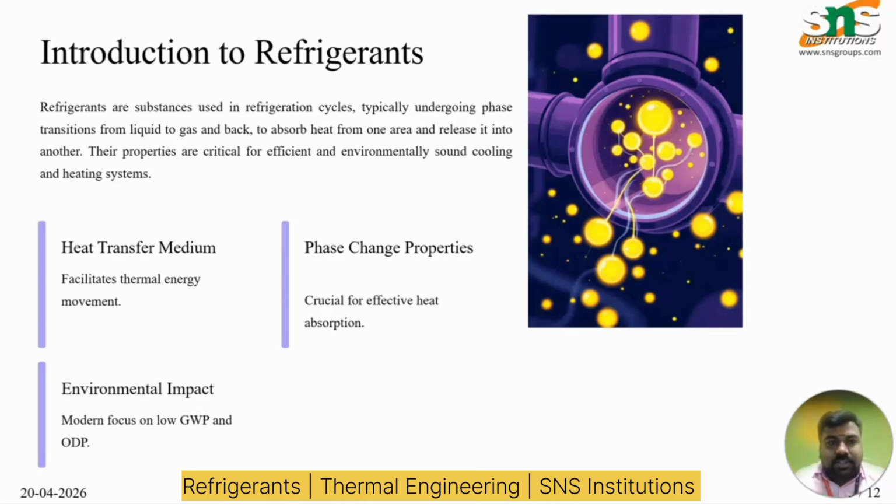So refrigerants are the substances used in the refrigeration cycle, which typically undergo a phase transition from liquid to gas and back to absorb the heat from one area and release it into another area. So their properties are crucial for efficient as well as environmentally sound cooling and heating systems. They are heat transfer mediums that facilitate the thermal energy movement, and the phase change properties are crucial for effective heat absorption. Then coming to the environmental impact, the modern focus is on low GWP and ODP concerns.